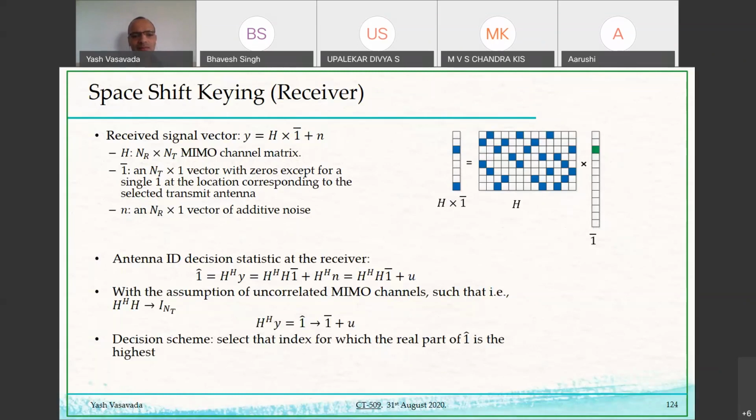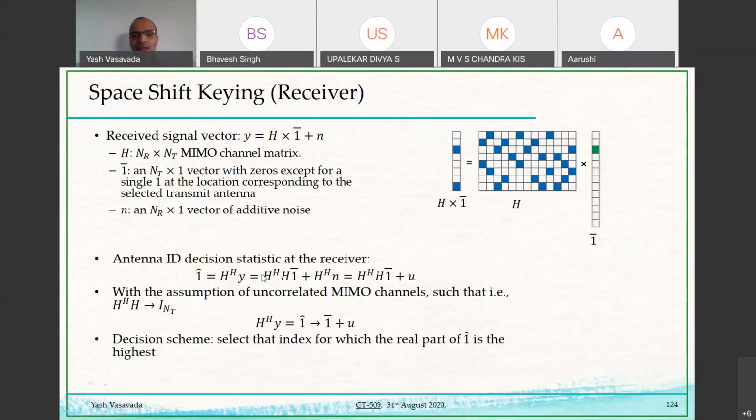So we have seen that the minimum Euclidean distance detection scheme can also be implemented by using the correlation method. Again, you can revisit the class notes of CT516 to see how the equivalence comes about. But for SSK, this correlation-based scheme is equivalent to the maximum likelihood scheme. In the correlation-based scheme, all that we do is multiply Y with the Hermitian transpose of H. Remember, we have said that the receiver is assumed to know the channel matrix H. And now, if I expand out the expression of Y, this is the expression that I get.